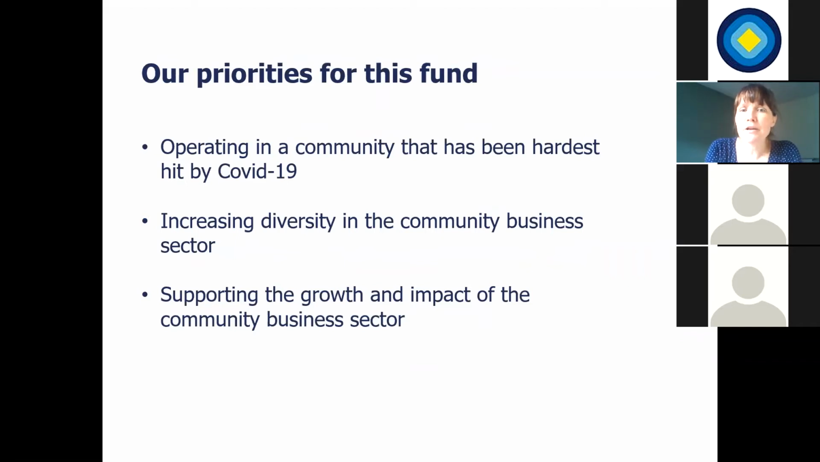Okay, so looking at the priorities for this fund then, we're looking to support organisations working in communities which have been hardest hit by COVID. So we'll be prioritising applications from businesses operating in areas with high levels of deprivation, and also those led by and for Black, Asian and minority ethnic communities, and those led by and supporting disabled people. And the reason we're doing this is because there's research that shows that the poorest communities in England, people from BAME backgrounds and disabled people, have been disproportionately badly affected by COVID-19.